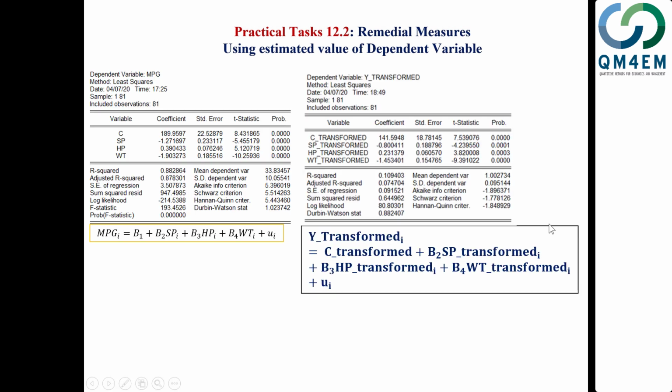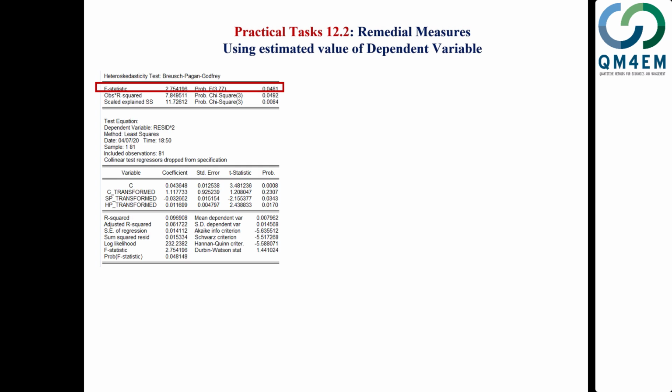Testing heteroscedasticity, I hope you performed the White test and the BP test, and the results of these two models are given here. As we know, the BP test follows the F statistic, as here. If you see here, the F statistic value is 2.754 with degrees of freedom of 3 and 77, and probability value 0.0481. So what does it indicate? It indicates that the F statistic value is statistically significant at 5%.